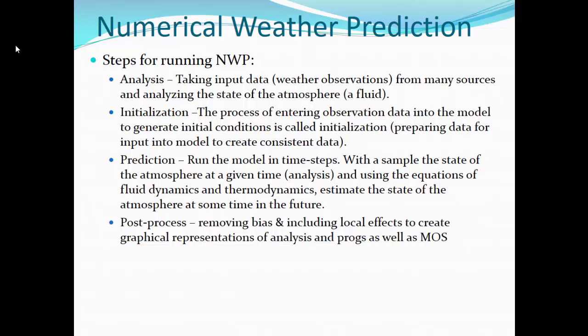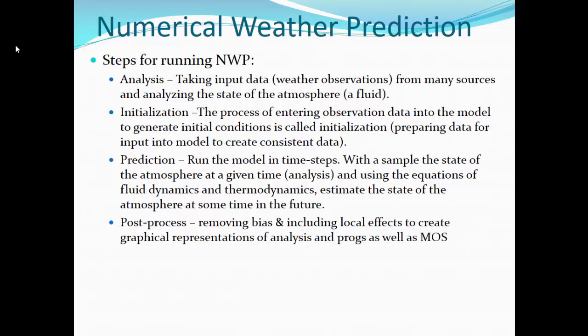So before you can actually run the prediction part of the model, everything has to be in these consistent sets so they can be input easily into the different weather prediction equations. So the prediction, or the running of the model in time steps, starts with that sample state of the atmosphere at a given time, the analysis, and then using the equations of fluid dynamics and thermodynamics, we can estimate the state of the atmosphere at some time in the future.